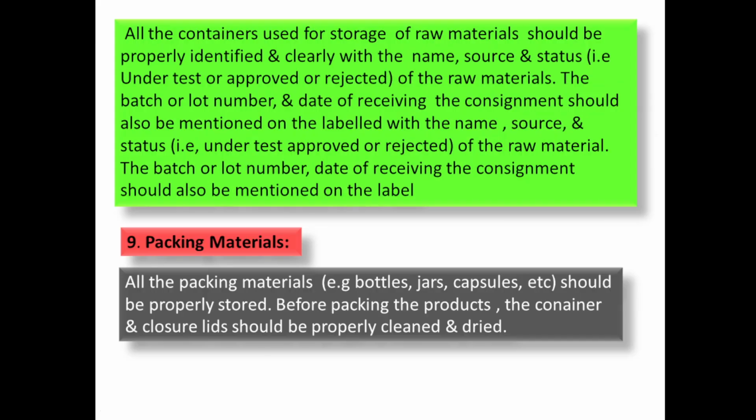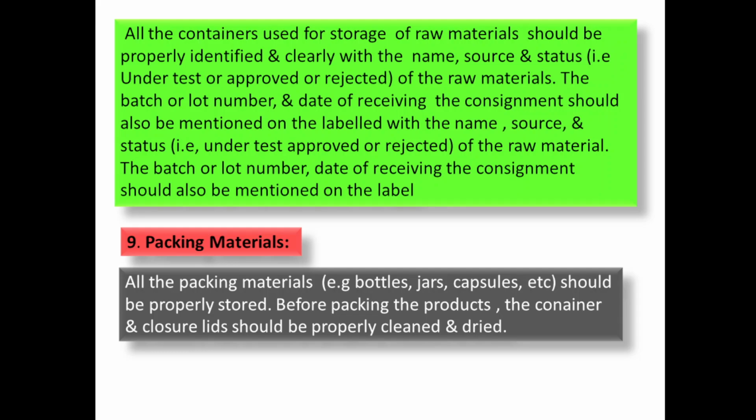All the containers used for storage of raw material should be properly identified. Whatever raw material is stored in the storage area should be clearly identified with name, source, and status, that is, under test, approved, or rejected. All this information should be there on the container.